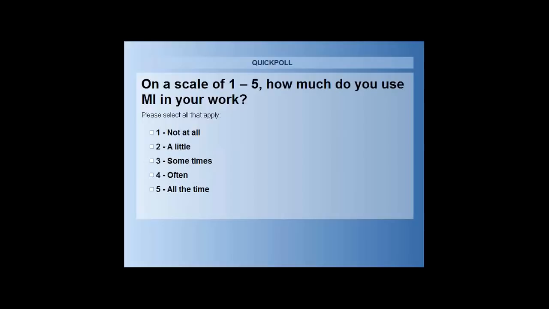Now, I know that many of you at this particular point are not as familiar with MI, so some people may be more able to answer this question than others. But go ahead and have somebody respond to the poll electronically using your mouse, and then type in other responses, and we'll just get a sense of how people are using MI in their work, or if they're using MI in their work. I'll leave the poll open just a little bit longer to see if anyone responds by mouse.